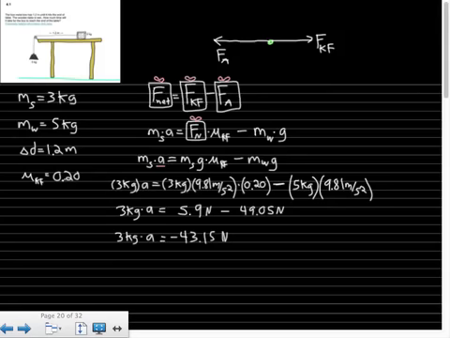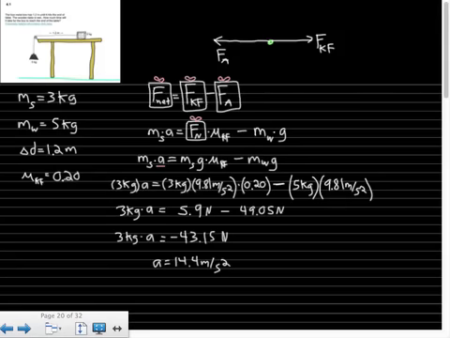So you take 43.15 newtons divided by 3. You get an acceleration of 14.4 meters per second squared. Of course, I'm rounding up a bit here, which is fine. So there's the acceleration.